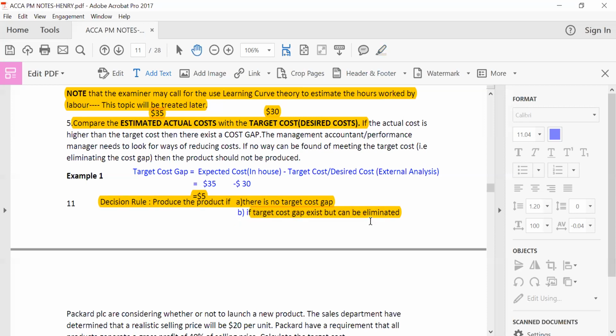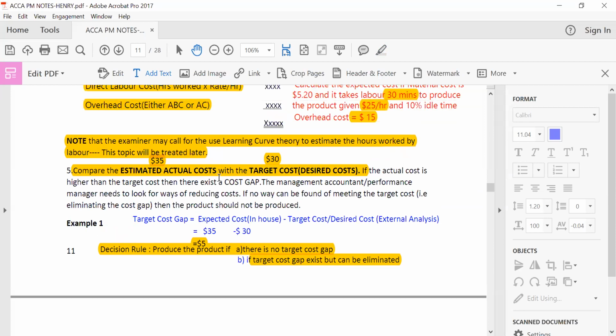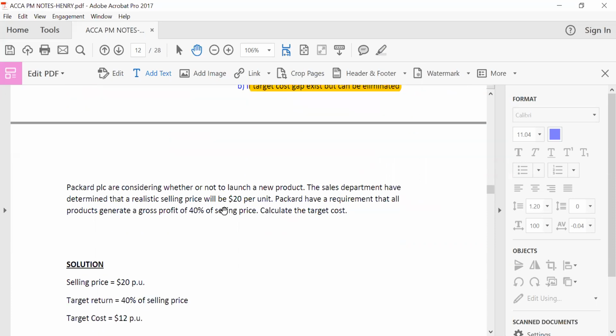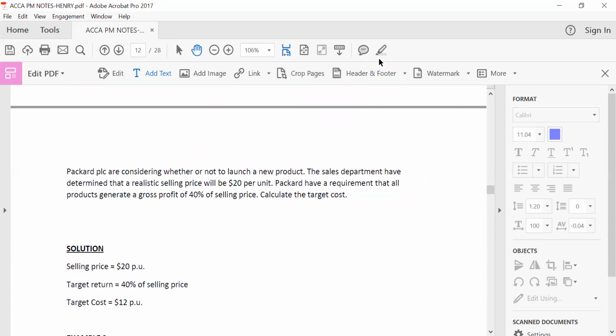Do not produce the product if there exists a target cost gap and you cannot eliminate it. So this turns out to be a decision criteria. It tells the producer whether to produce or not to produce, based on the target cost gap. If you can eliminate it, produce. If you cannot eliminate it, do not produce it. Right. So we have some examples in here which I would want to walk you through.